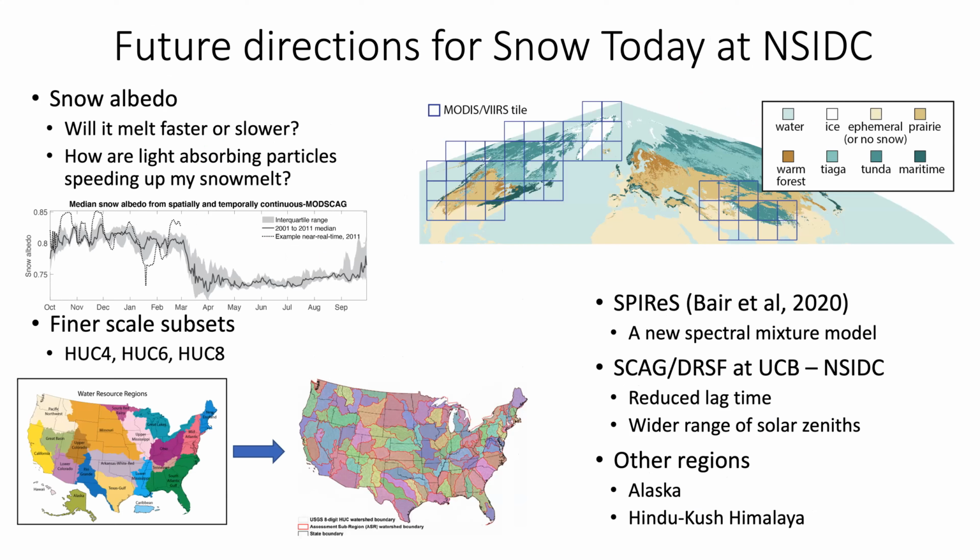Next year, we hope to adopt some, if not all, of these upgrades to Snow Today, including snow albedo and finer scale subsetting. We've also applied for funding to expand the analysis to all of North America and Greenland using a new spectral mixture analysis model by Ned Bair. Or alternatively, we could process the ModSCAG and ModDRFS data at UC Boulder to improve the lag time and deal with solar zenith issues that we sometimes see in northern states. We'd also like to add other regions like High Mountain Asia, as I've shown you in our HiMAT project.